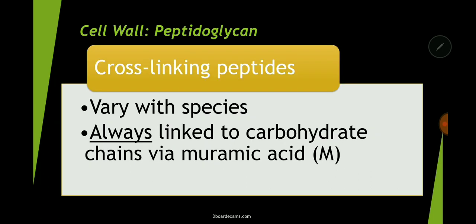The cross-linking peptides in a peptidoglycan vary in species, meaning different types, but they are always linked to the carbohydrate chain via the muramic acid. So the peptides are not linked to the carbohydrate by the N-acetylglucosamine. They are linked by N-acetylmuramic acid. Very important point that you need to remember.